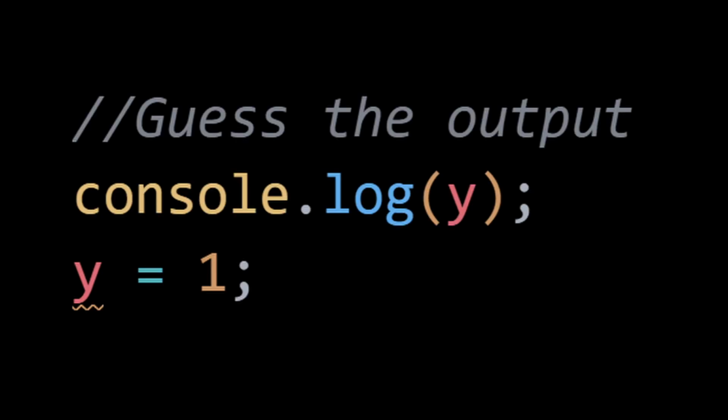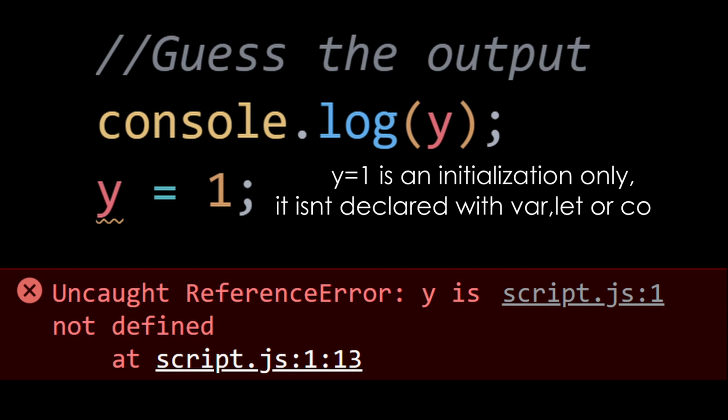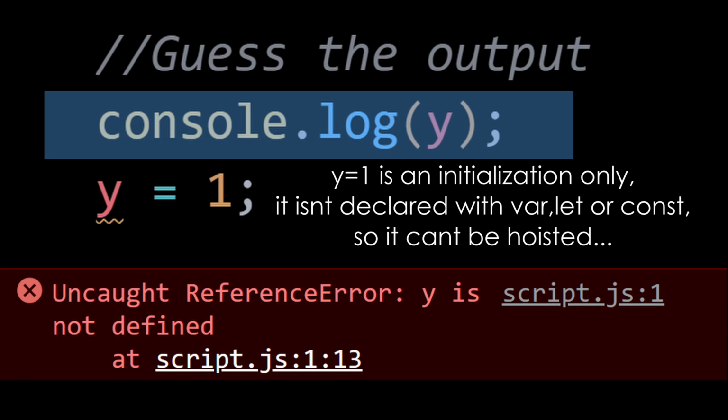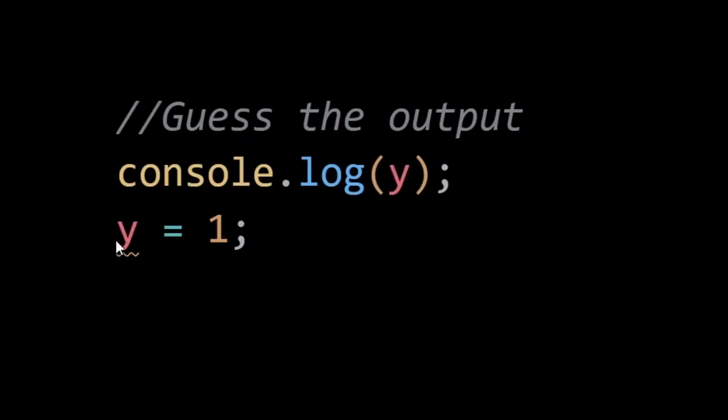What will be the output of this? Well, here the console log would print reference error y is not defined. And that's because only the declaration like the var, let or const part is hoisted in JavaScript, not the initialization. Here y is being accessed before it's even initialized, and y isn't even declared to begin with. This is why we encounter y is not defined when we try to console log y before declaring and initializing y.